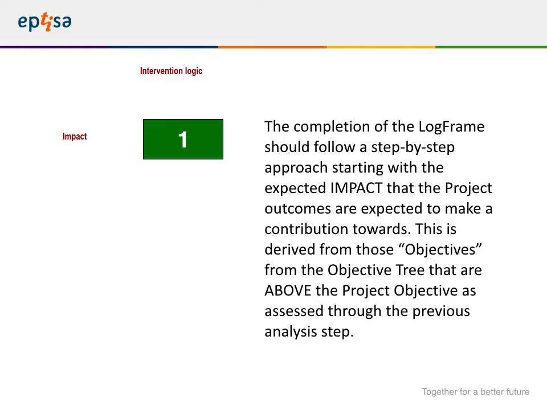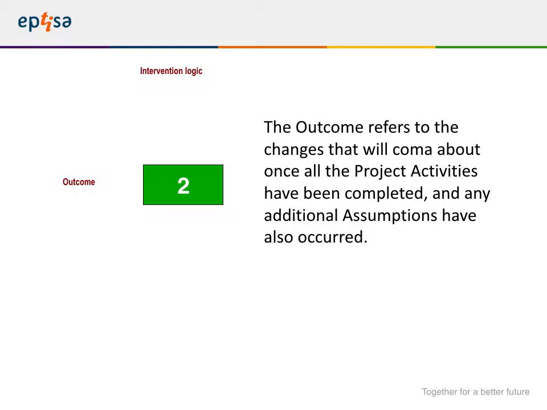In order to do that, of course, we need to have an outcome. And the outcome represents the main changes that will come about once all project activities have been completed appropriately and successfully. But it also includes some external factors which are beyond the control of the project itself, which, as you know, we refer to as assumptions.